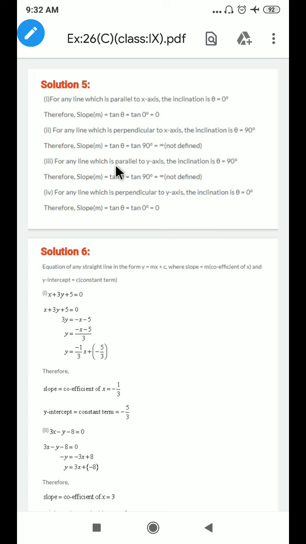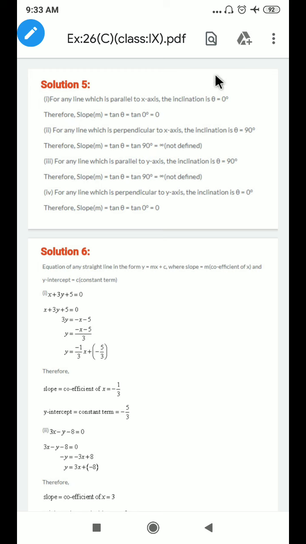Hello students, in this video we will discuss some problems from exercise 26C. In 26C, question number 5 is given here. Write the slope of the line which is parallel to the x-axis.